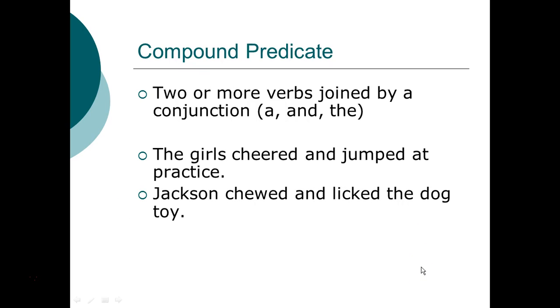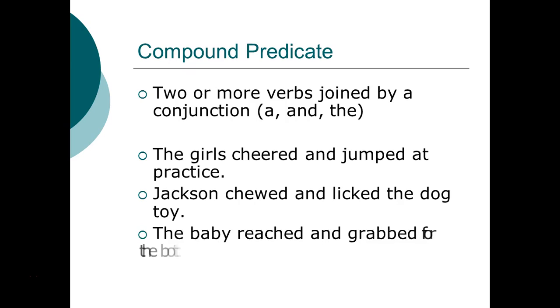Jackson chewed and licked the dog toy. Hopefully Jackson is a dog. We can see that chewed and licked both are the compound predicates. The baby reached and grabbed for the bottle, so we can see that baby is the subject. The predicate is reached and grabbed, so two actions are going on, making it the compound predicate.